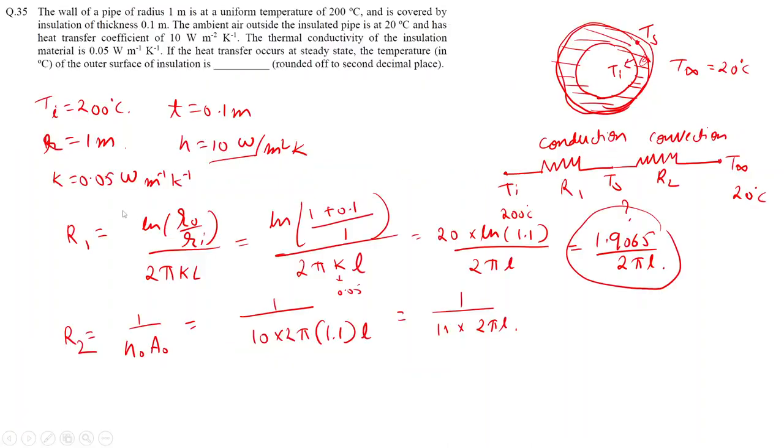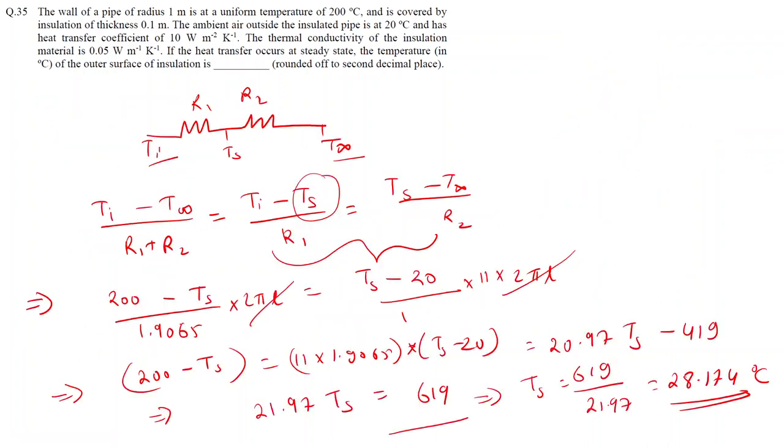So this is the formula for conductive resistance for a cylindrical system. You can remember this formula, and for convection it is straightforward to calculate. Then we just draw a temperature resistance diagram and equate this equation to find the temperature at the outer surface of the insulation.